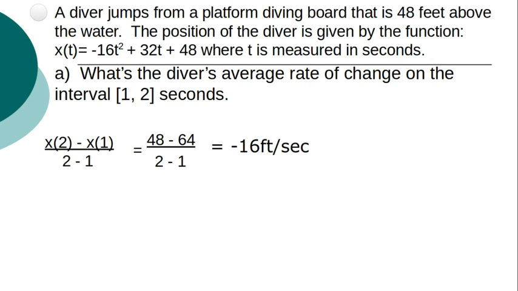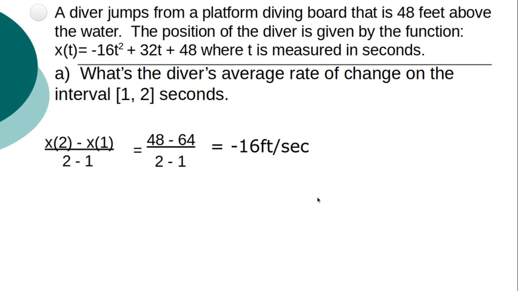So that means on the interval from t equals 1 to t equals 2 seconds, the average velocity, the average rate of change, was negative 16 feet per second. If you're asked for speed, speed would just be the absolute value. So the average speed would be 16 feet per second.